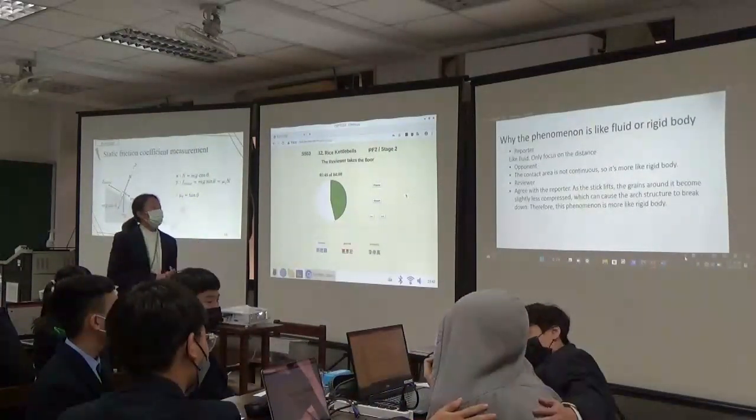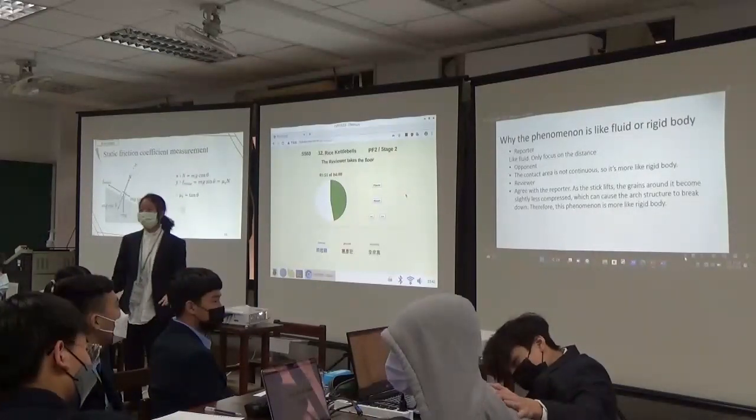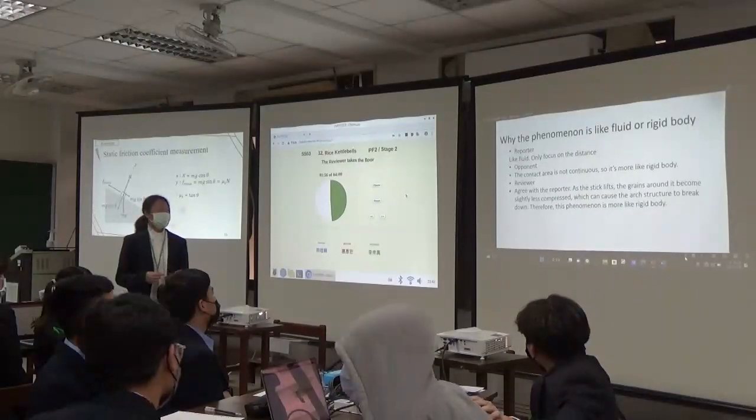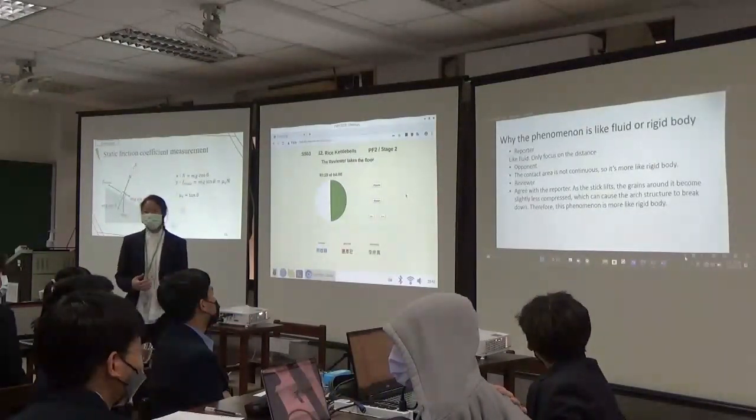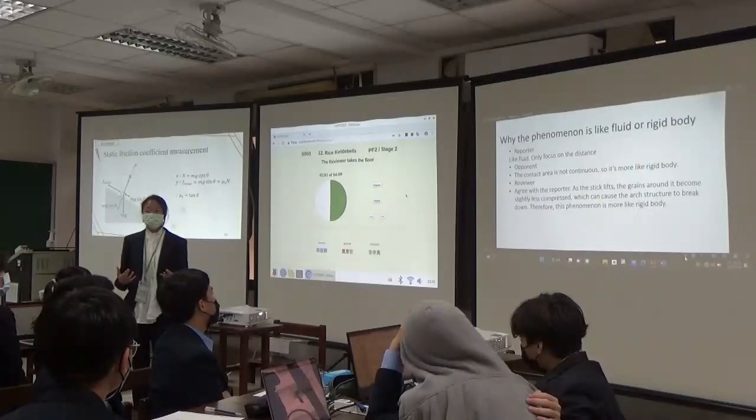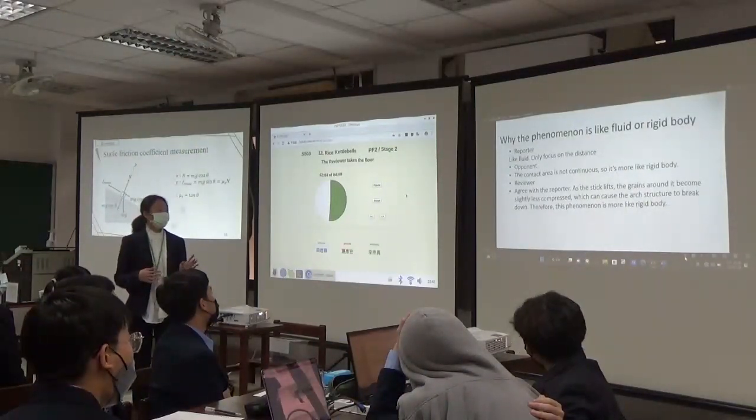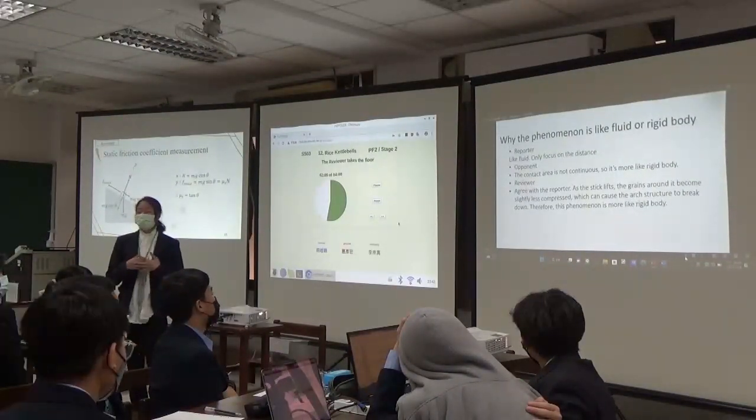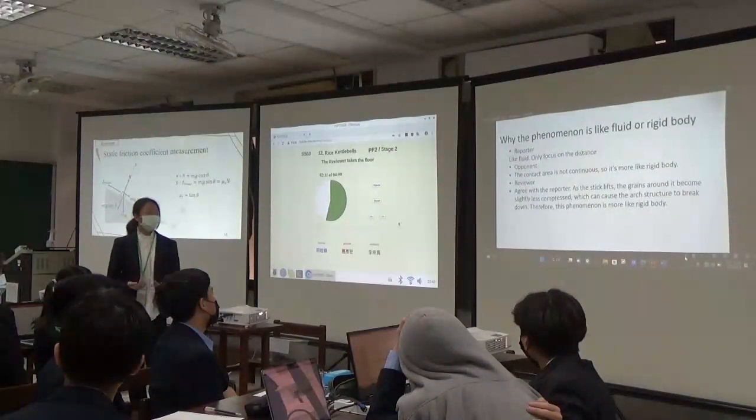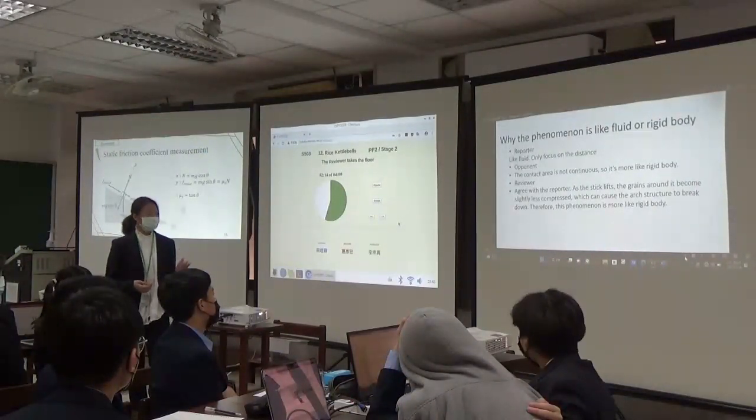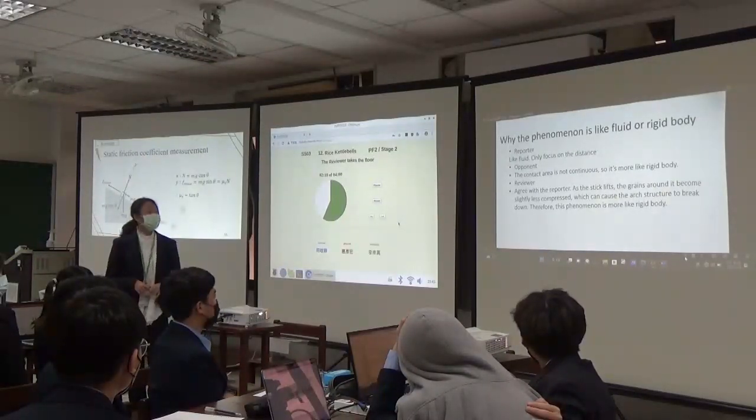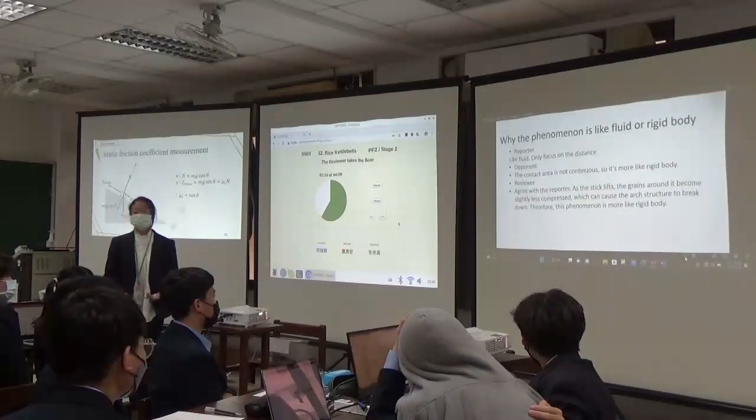So they talk about whether the phenomenon is more like fluid or rigid body. The report said that it is like fluid because they only focus on the distance, and I think this is not really related. And the opponent said that the contact area isn't continuous, so it's more like rigid body. As for reviewer, I agree with the opponent because as the stick lifts, the grains around it become slightly less compressed, which can cause the arch structure to break down. Therefore, this phenomenon is more like rigid body.